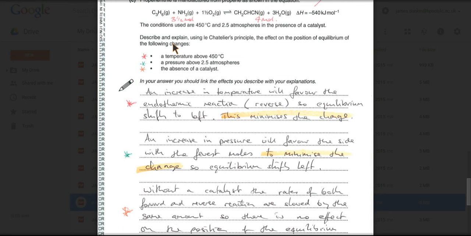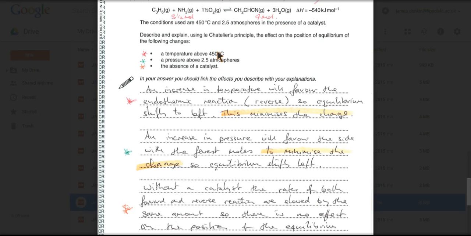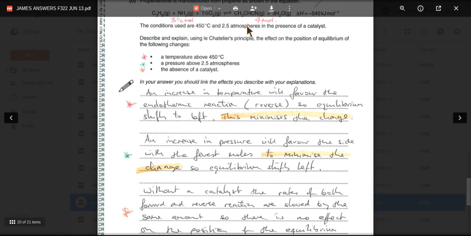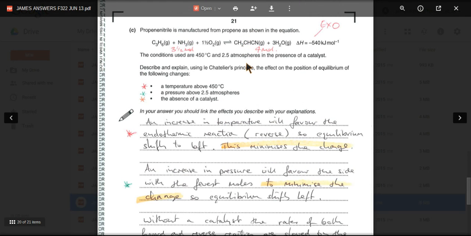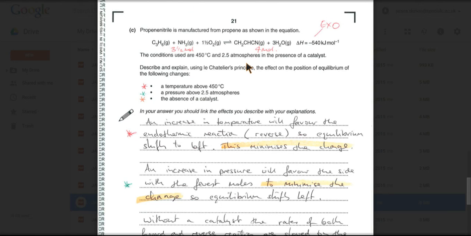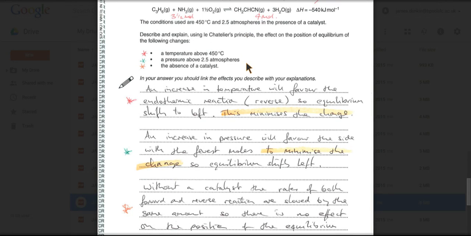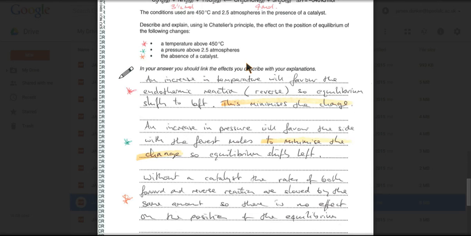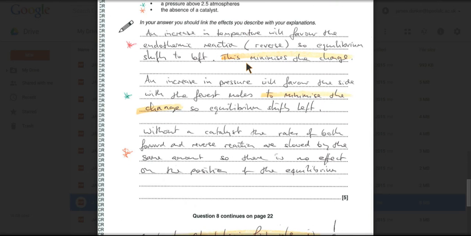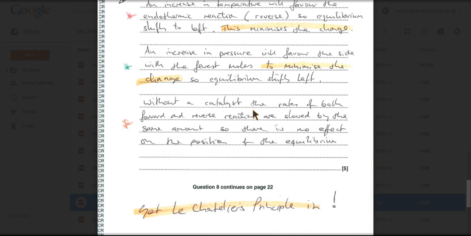And if you didn't use a catalyst, the rate would drop. But remember, there's 2 reactions going on, forward and reverse. And so the rates will be affected equally. And so therefore the position of the equilibrium wouldn't change. So how have I said that? Without the catalyst, the rate of both forward and reverse reactions are slowed by the same amount, so there is no effect on the position of the equilibrium.